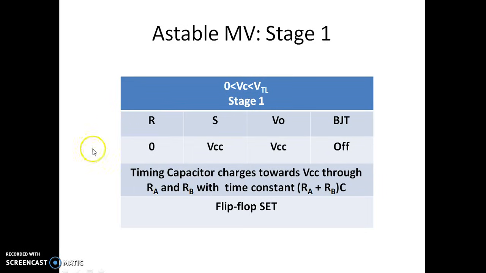We shall see the summary of the same thing. The capacitor voltage is between 0 and VTL. The reset is 0, set is 1. Once set is 1, the final output of the astable timer is also high. The BJT is off. Now the capacitor is charging towards VCC through RA and RB with the time constant RA plus RB into C. Now the flip-flop is in set mode.